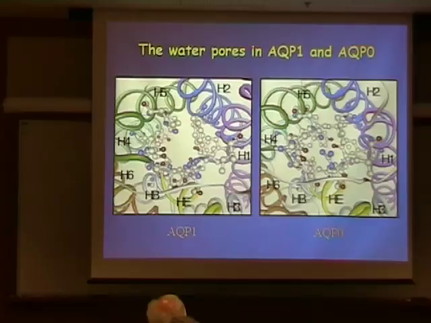But if you really want to claim this, it would be very nice to actually visualize the water molecules and say that in full length AQP0, you have an open water pore filled with water molecules, and in junctional AQP0, the cleaved protein, you have a closed water pore and there are no water molecules. However, to actually see water molecules, you need a resolution of 2.5 angstrom or better. That's not so easy to do in electron crystallography.